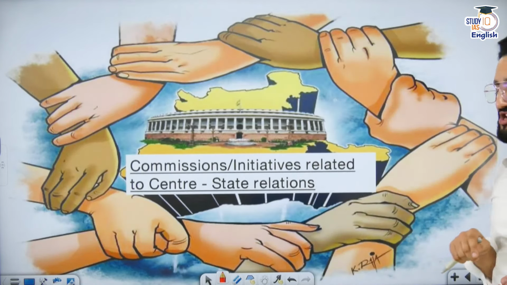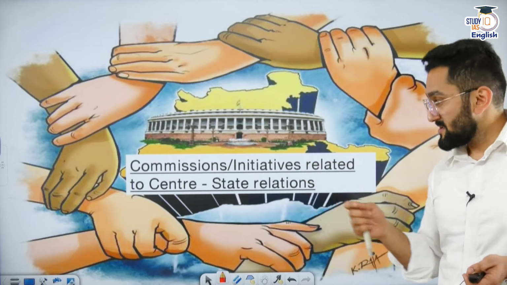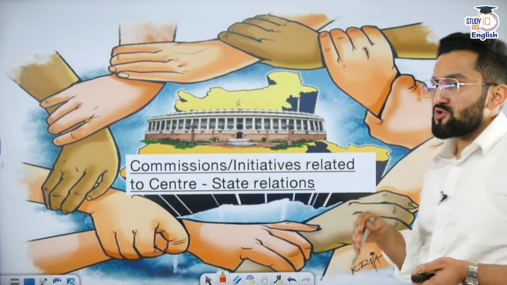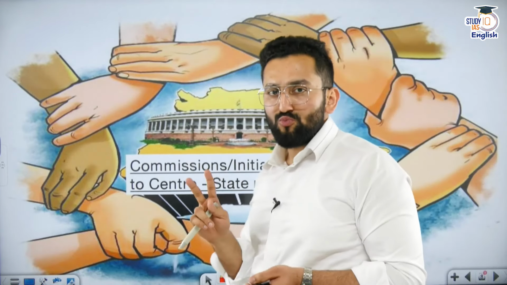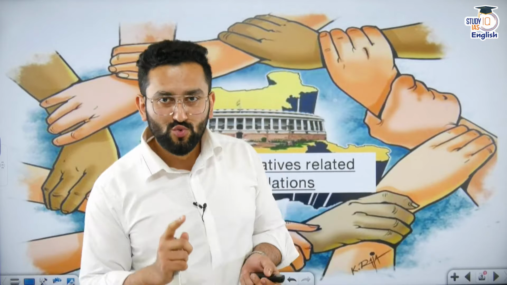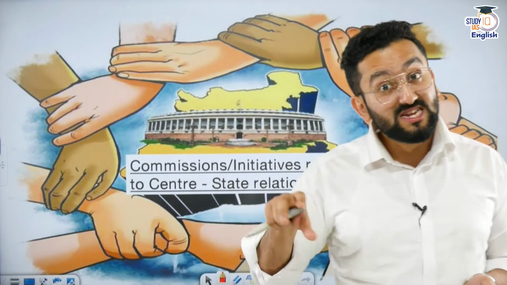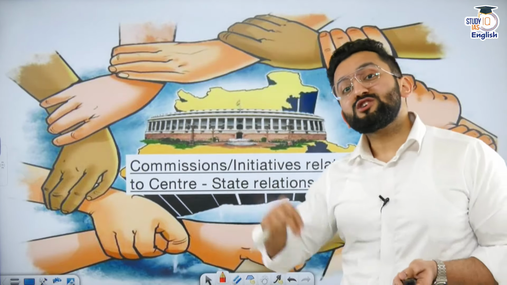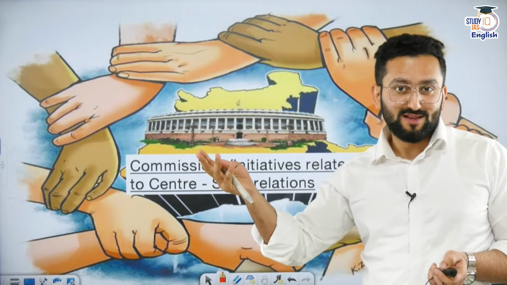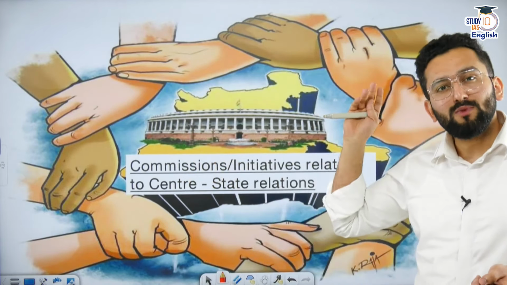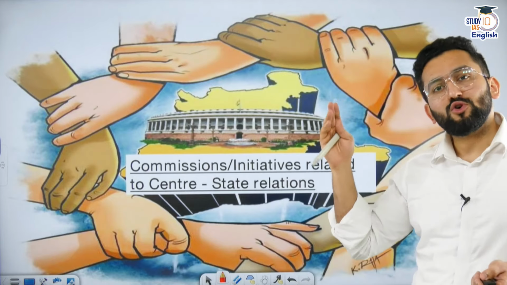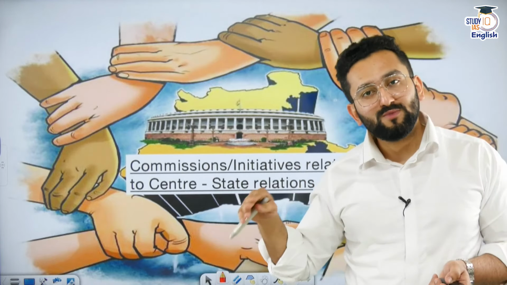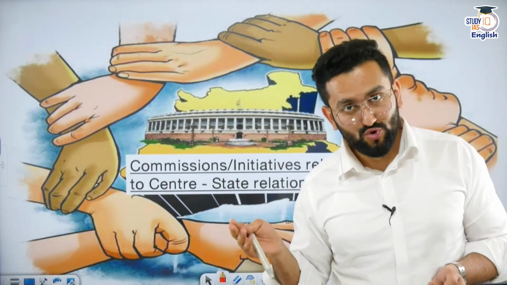Now, commissions and initiatives which were made. With respect to commissions, we are going to divide them into two parts: commissions made by the center, and commissions made by the state, meaning the state making a commission and giving recommendations to the center that it should adopt. Within the center part, we are going to talk about the Sarkaria Commission and Punchhi Commission at the last, because they are the most important.